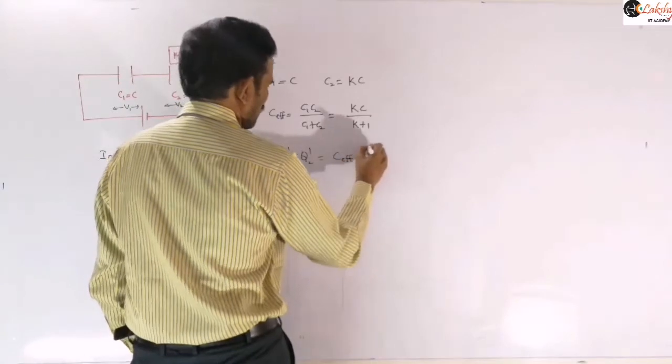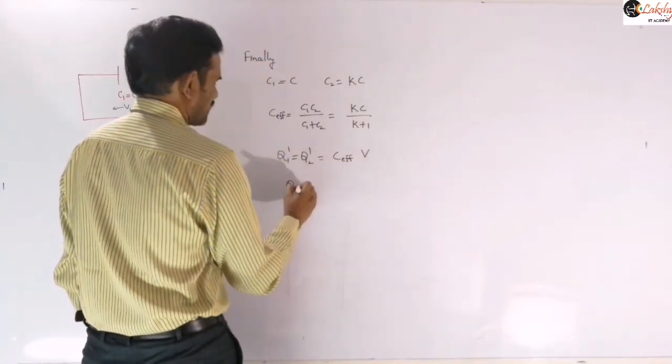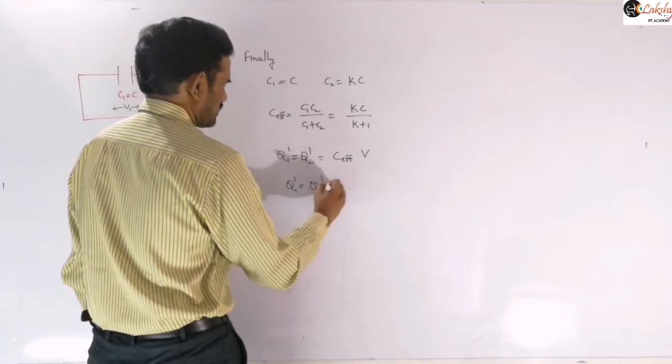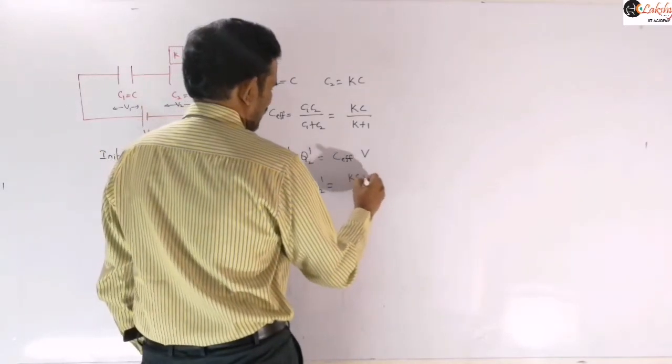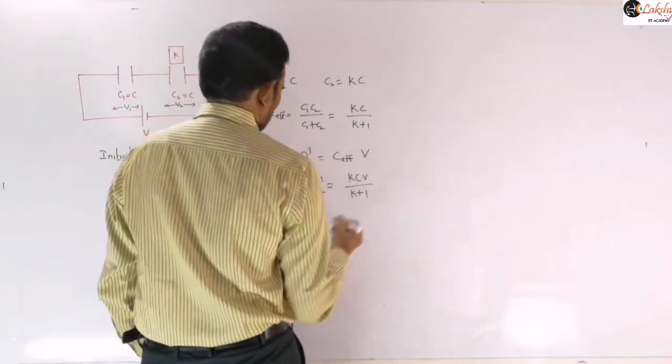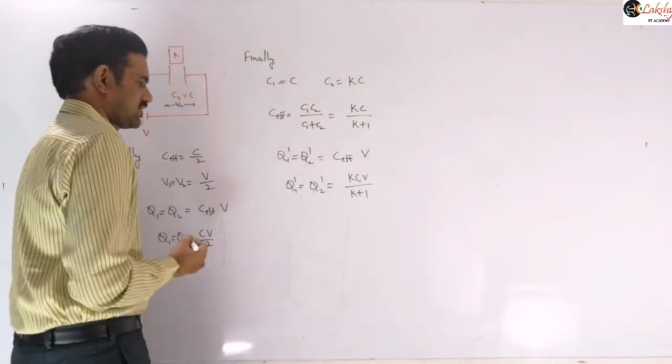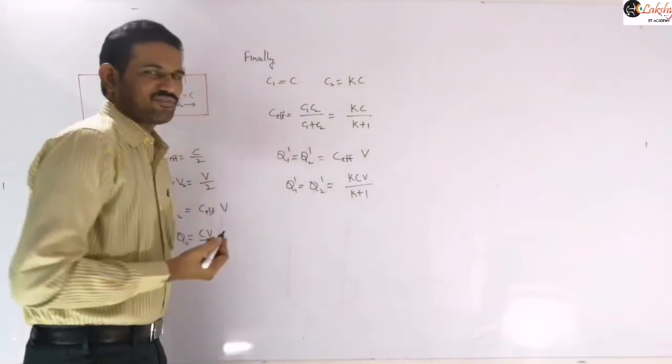So you can write this as C effective into V. Therefore this Q1 dash is equal to Q2 dash is equal to K into CV by K plus 1, we can write. So that is that value here. And next, the final potential differences you can write here.